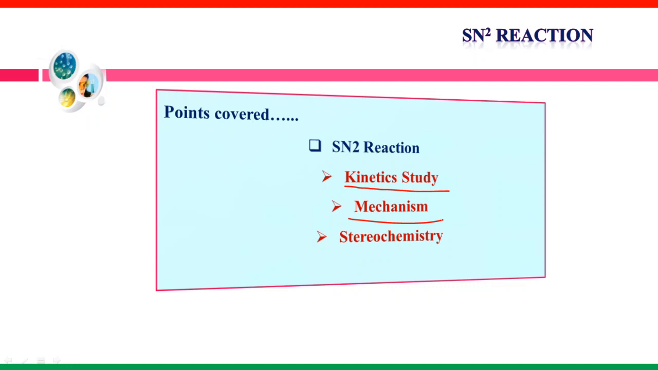Then we discussed the mechanism of SN2 reaction. The mechanism of SN2 reaction is a one-step mechanism. The bond formation between the carbon atom and nucleophile and the bond breaking between the carbon atom and leaving group occur simultaneously. That is a concerted process. SN2 reaction proceeds through a transition state.